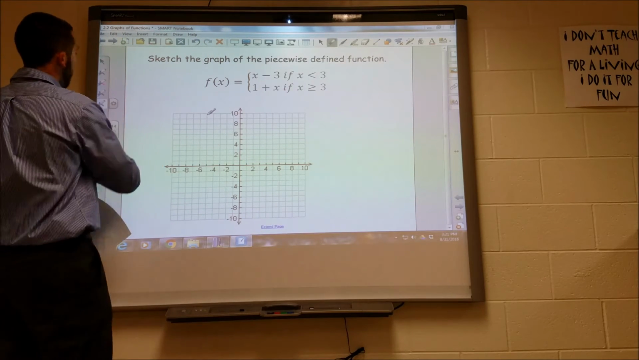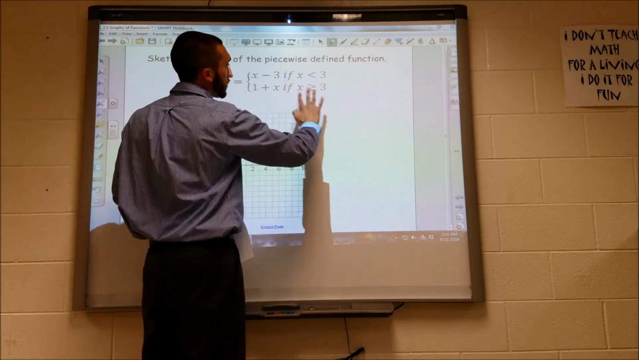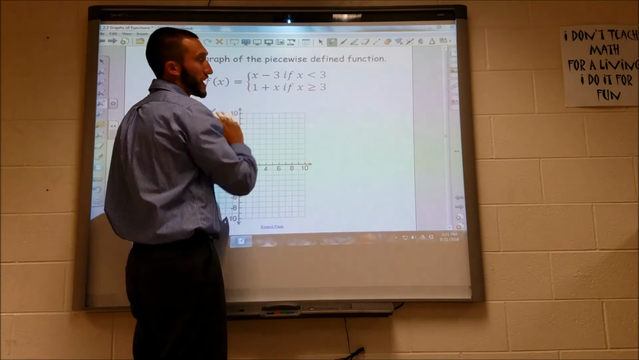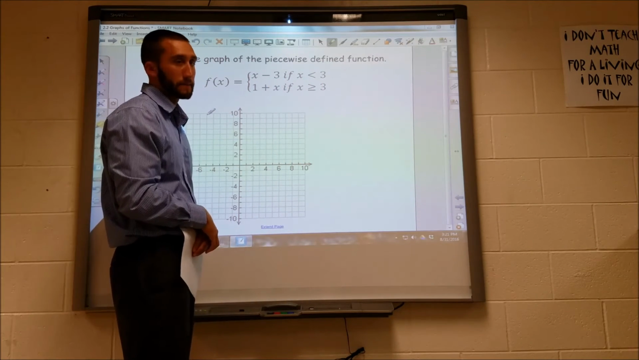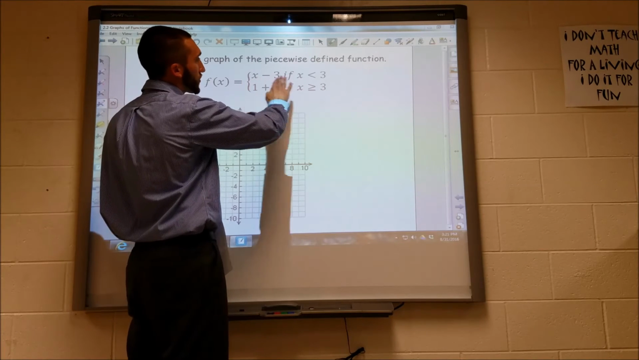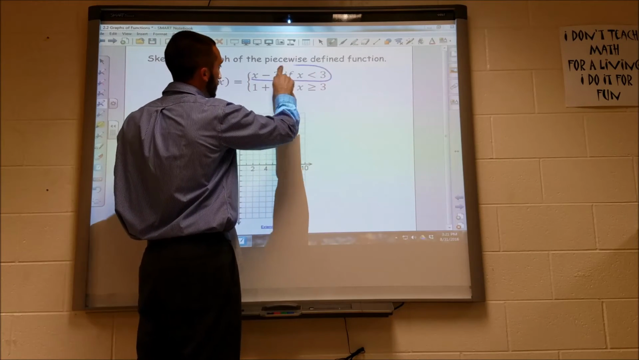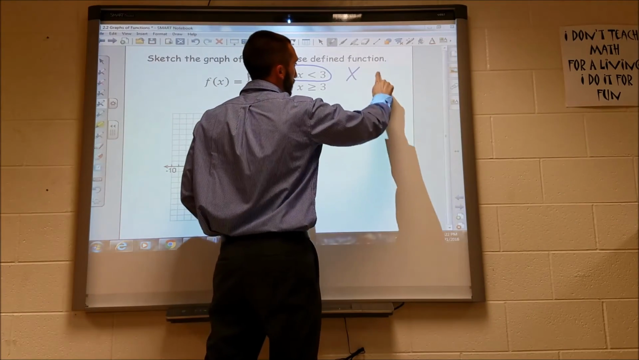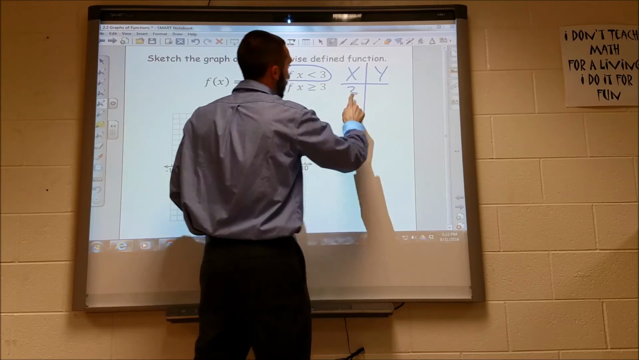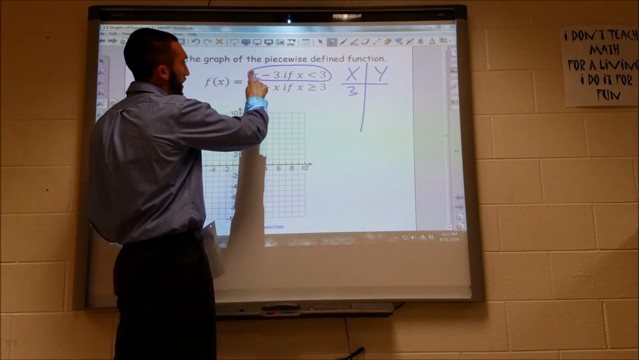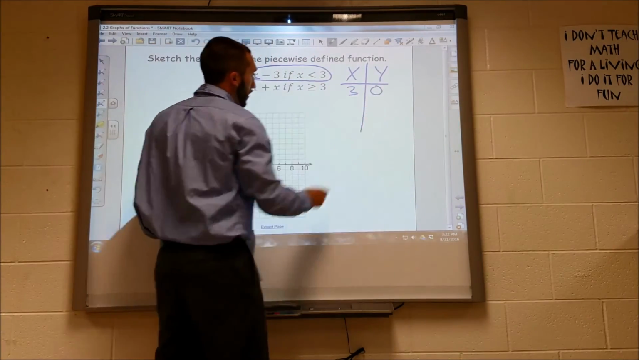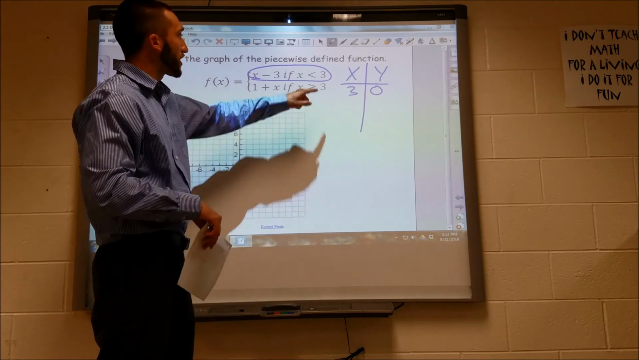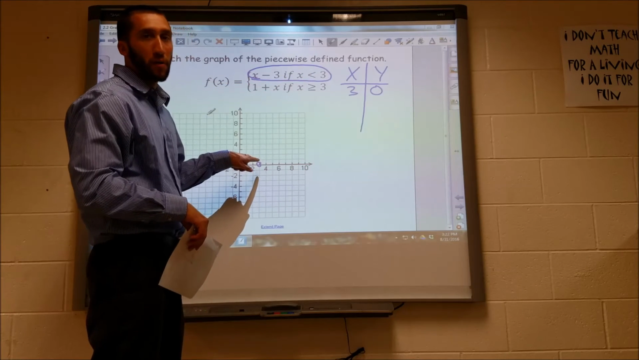So we can see something is happening here around x equals 3. The top part deals with when x is strictly less than 3. But let's just see what happens to the top part here if x were to equal 3. So if I plug a 3 in for x, for the top part, 3 minus 3 is 0. So that gives me the point (3, 0). However, it cannot equal that point because it's strictly less than. So I show that with an open circle.